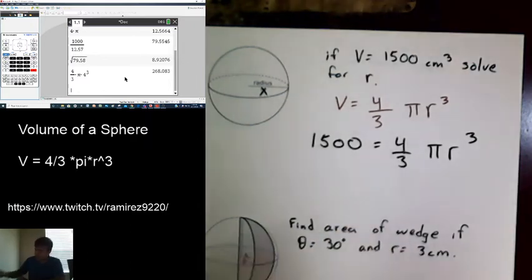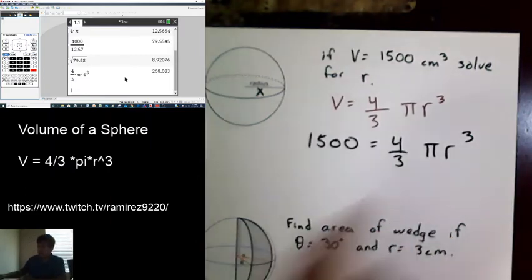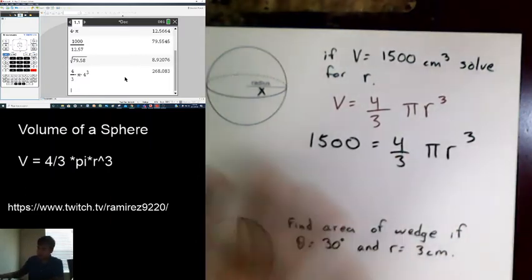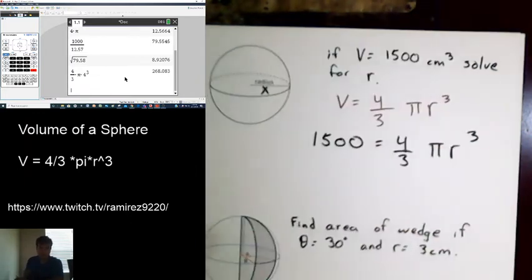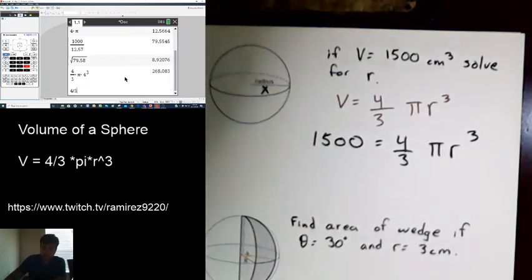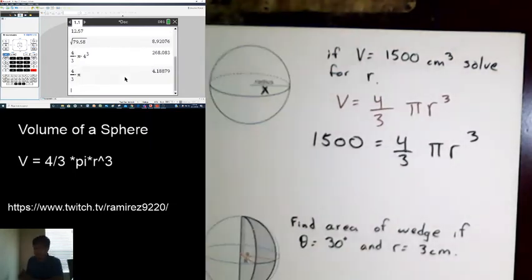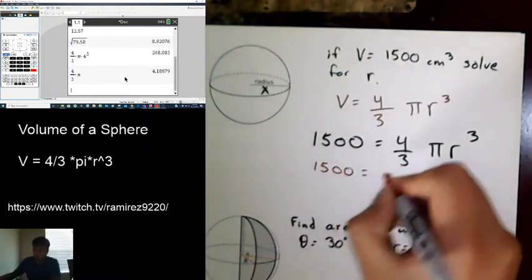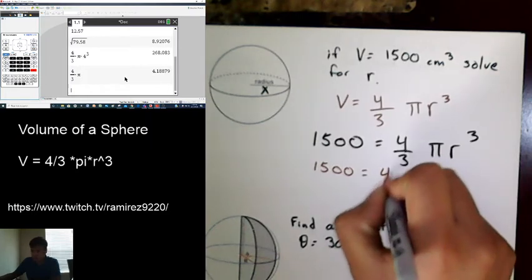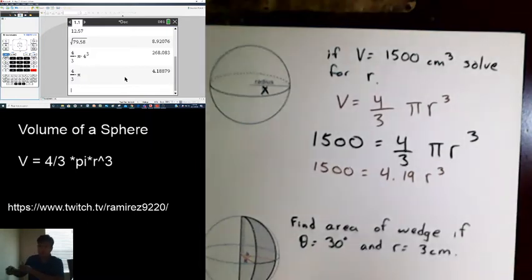I'm going to make this into a regular number, for those of you who don't want to mess with the algebra. The algebra would tell us to multiply both sides by 3 and divide by 4 pi. But if I just do 4 over 3 times pi, I get 4.188. So 1500 is roughly 4.19 r cubed.